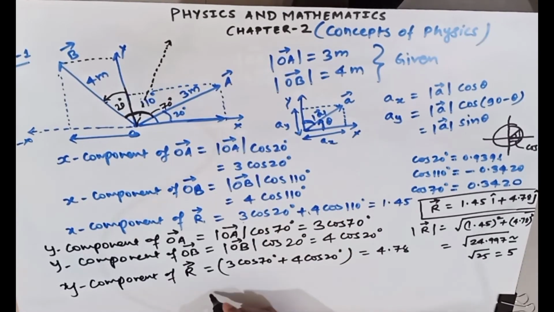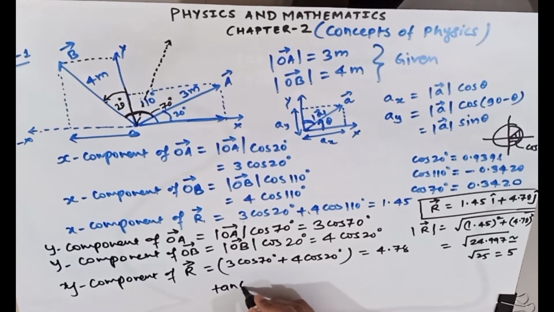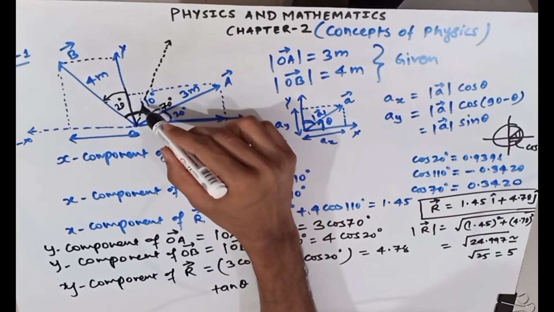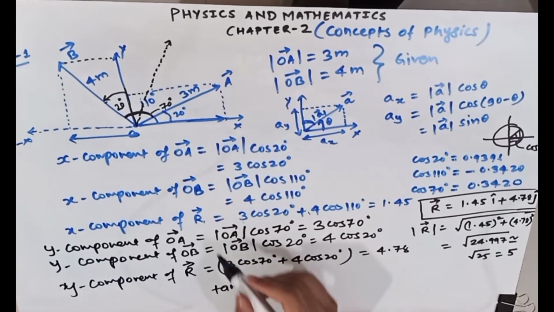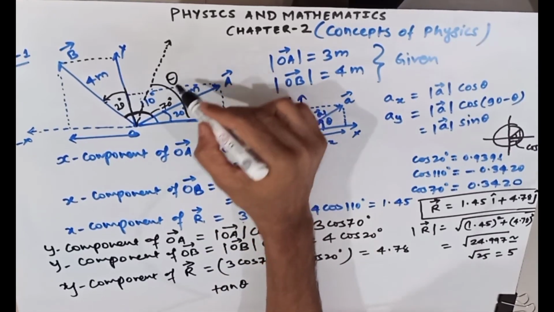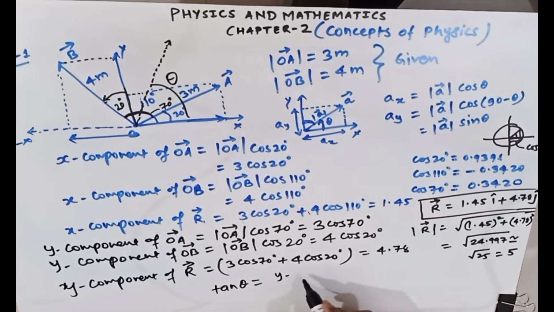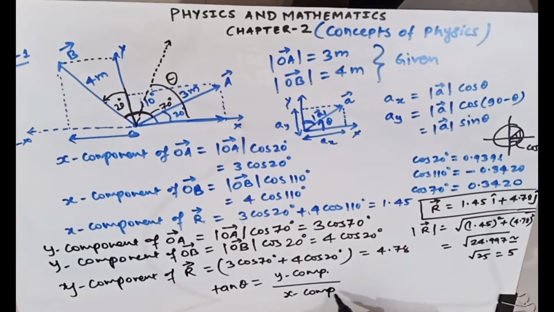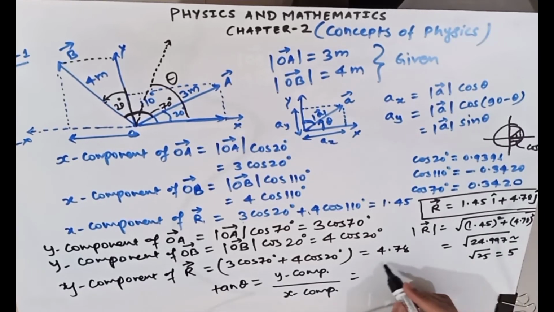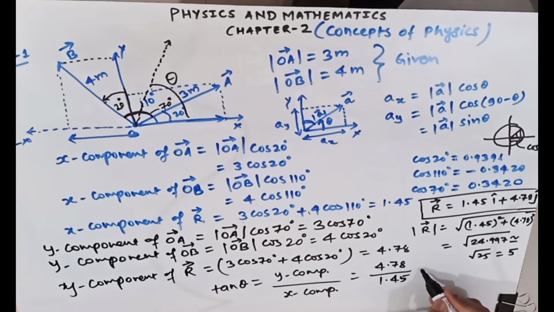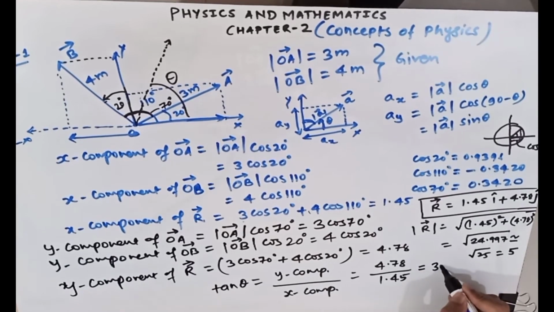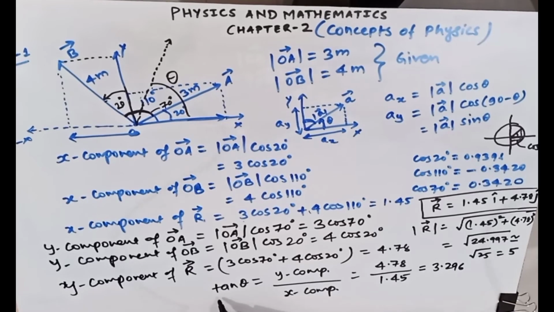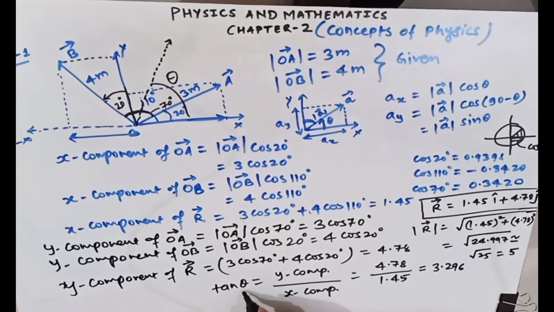Okay, so we know that this value is represented as tan theta. Tan theta is nothing but the angle made by the resultant vector with the x-axis. So if this angle is theta, we can represent it as y component upon x component. So we know the y component here is 4.78 upon x component 1.45. So this value will be 3.296. Now this is the value of tan theta, and we need to find the angle.